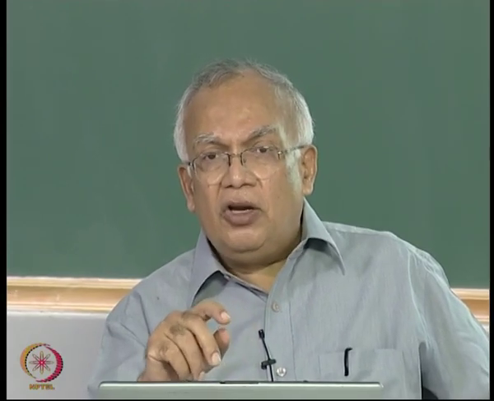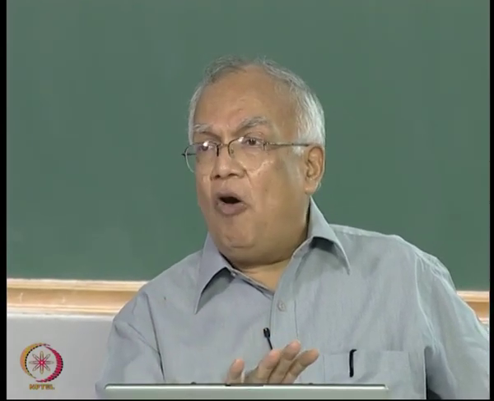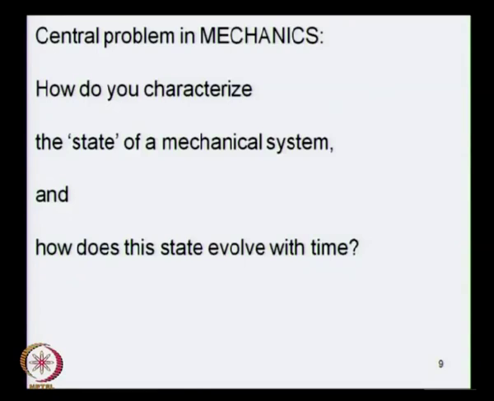Mechanical state of an object does not mean that you must specify all the properties of that object, but only those properties which are characteristic to the mechanical temporal evolution of the state of the system. So, you must first of all figure out what is it that describes the state of a mechanical system, how do you characterize it in precise, unambiguous terms, and subsequently how does the state change with time, how does the mechanical state evolve with time, what is its temporal evolution. This is the fundamental question that is posed in mechanics.